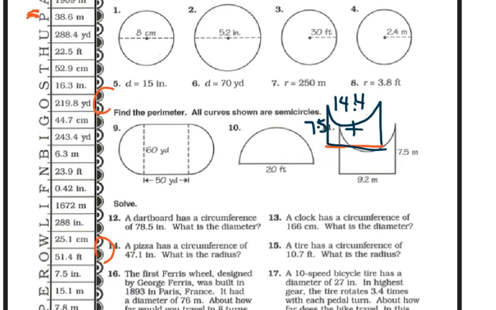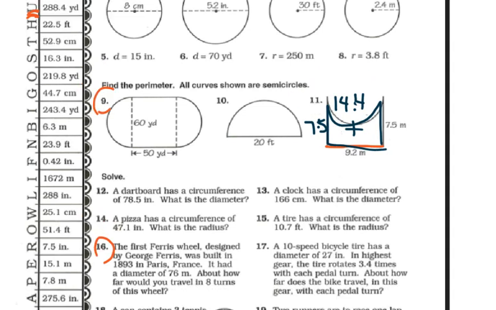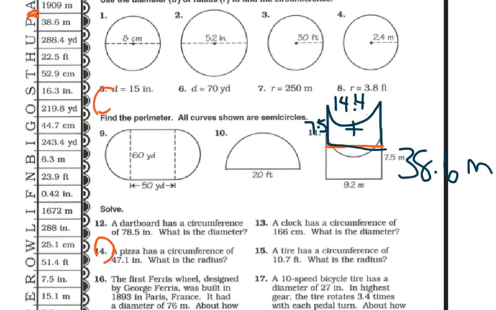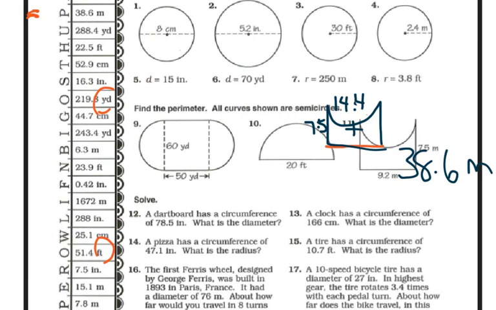And I get 38.6 meters. And I have to scroll down, and there it is. Goodness gracious. So you need to cross out the P beside it.